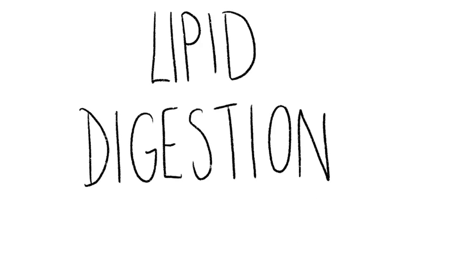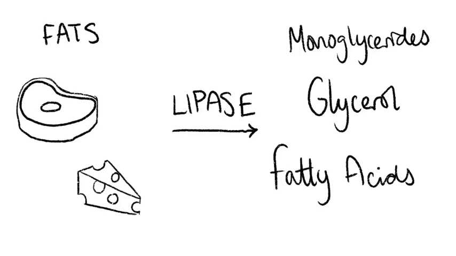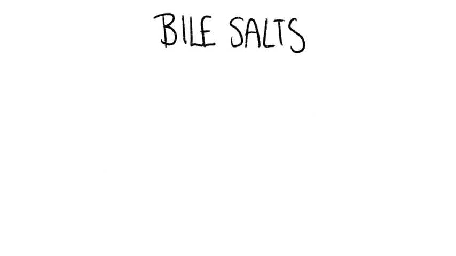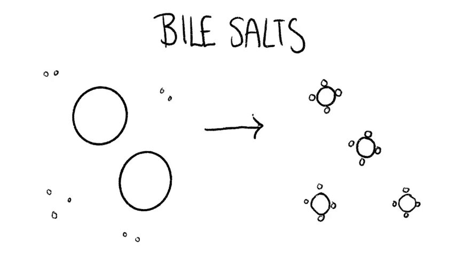Next up is lipid digestion. Lipids are basically fats found in, you guessed it, fatty foods like red meats or dairy products. The enzyme that helps digest these lipids is helpfully called lipase, and it breaks them down into monoglycerides, glycerol, and fatty acids through hydrolysis. Bile salts also help to emulsify lipids into small droplets that have a greater surface area and are easier to break down.